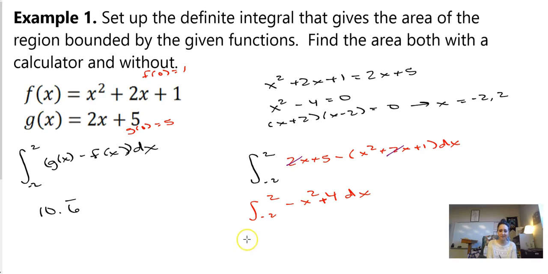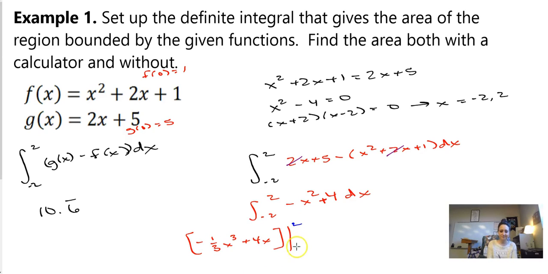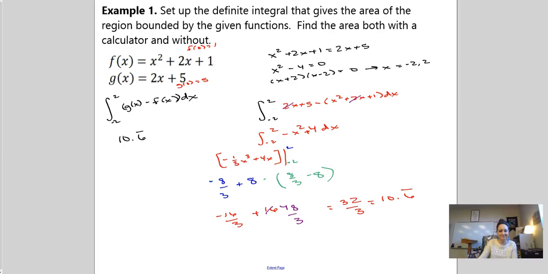All right, so now, look, this is already a lot easier to look at. So now let's anti-derive, so that'll be -1/3 x cubed plus 4x. And we're going to evaluate this at x equals 2 and -2. All right, I'll let you go ahead and plug that in and continue when you're ready to check your answer. All right, a little bit of arithmetic there gets us 32/3, which is the same as 10.6 repeating.